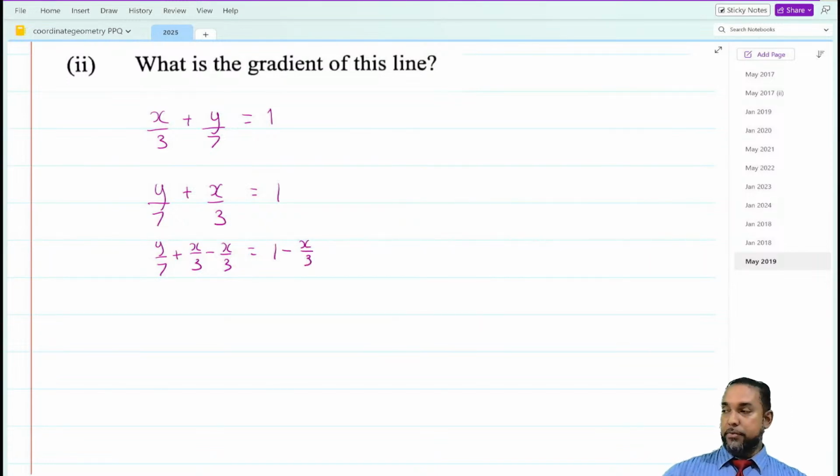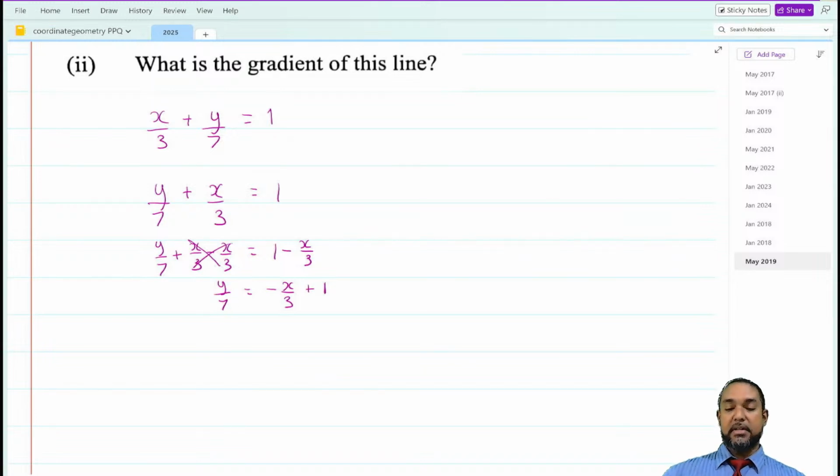Right, so x over 3 minus x over 3 is 0, right? So that'll cancel this side here, leaving us with just the y over the 7. And 1 minus x over 3, you could leave it like that, or you could rearrange it as minus x over 3 plus 1. Right? Now, the last thing to get rid of is this denominator here.